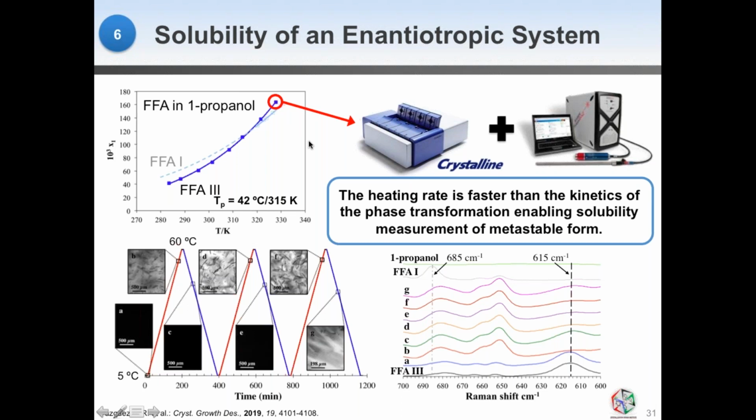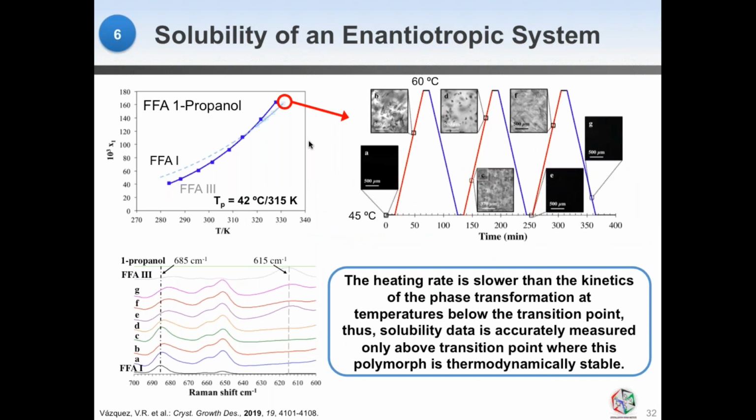flufenamic acid form one. However, on the opposite, we can also demonstrate that in case of measuring the solubility of form one, the transformation kinetic below the transition point of 42 degrees C is actually faster than the heating rate we can apply for this particular system. Any attempts to increase the heating rate would lead to inaccuracy in terms of reporting quasi-equilibrium solubility data.